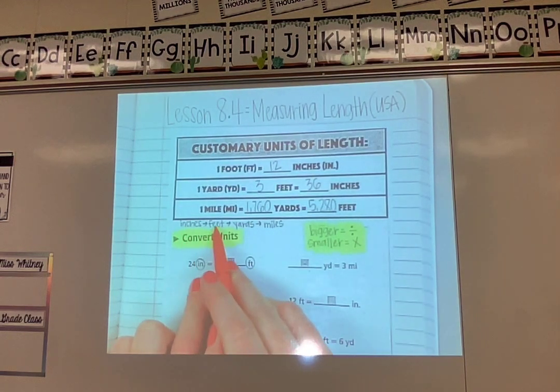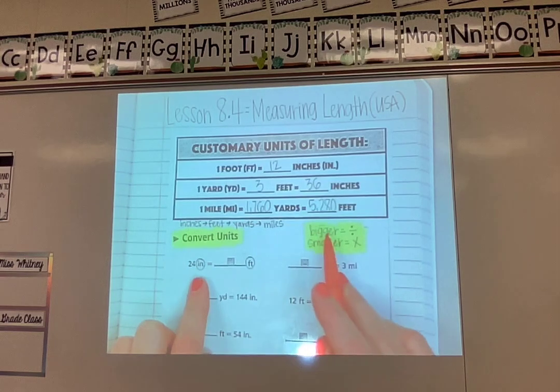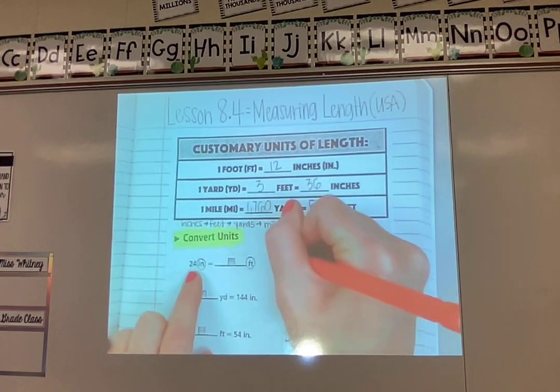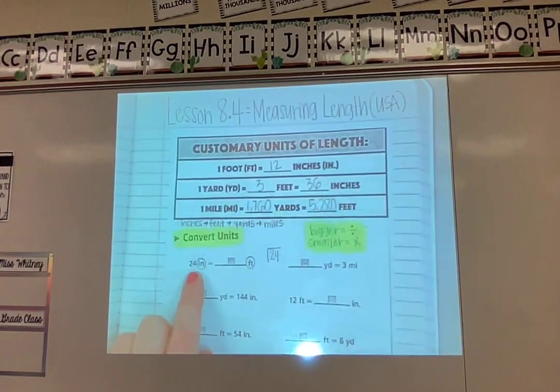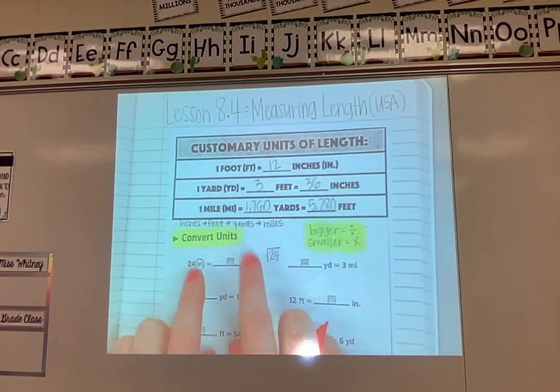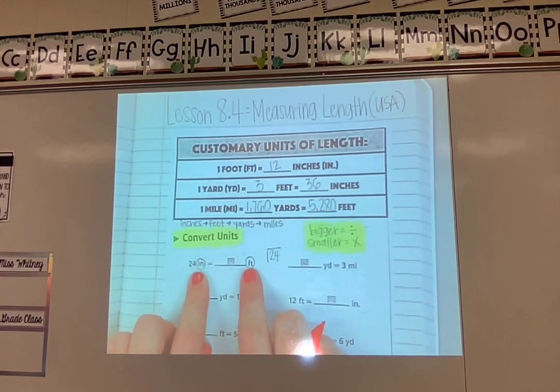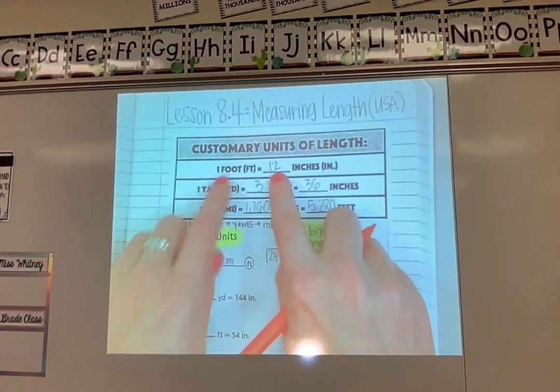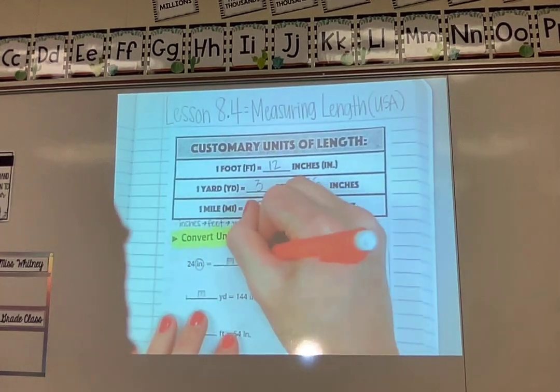Inches to feet means I'm getting bigger, so I need to divide. So I'm going to take 24 because that's how much I have, divided by, and here's where I need to use my chart. How many inches are in a foot? So I'm going to look at my two labels. Inches in a foot. Well, 1 foot is 12 inches, so I need to divide by 12.